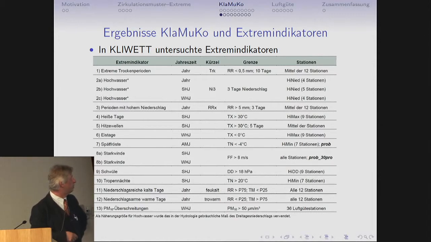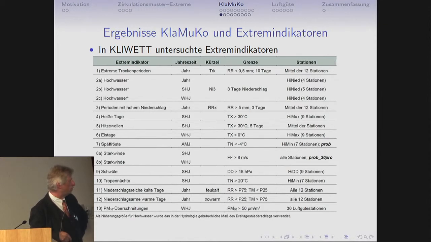Then we looked at the extreme indicators, in coordination with the Agency for Environment, Agriculture and Geology. I'm not going through all of them. It's not about a full set of 200 extreme indicators, but it's a screened selection with some relevance for Saxony.